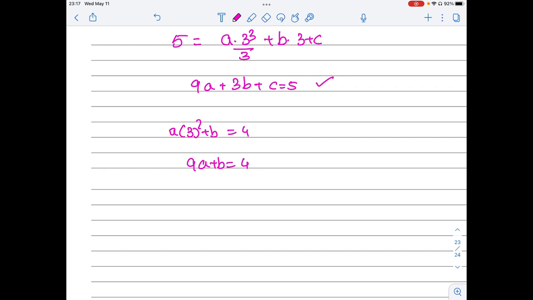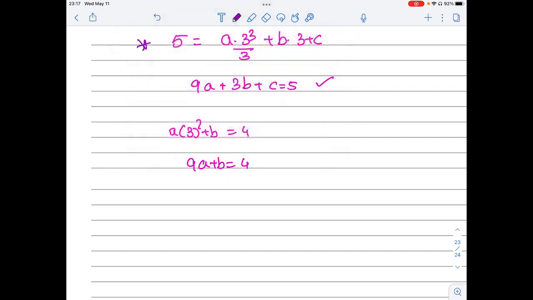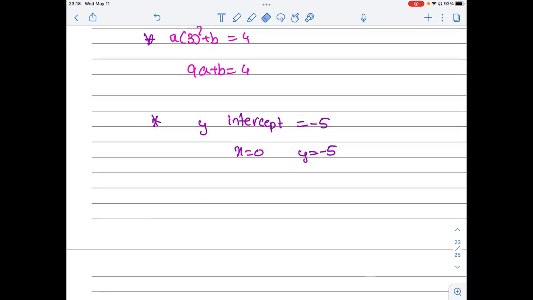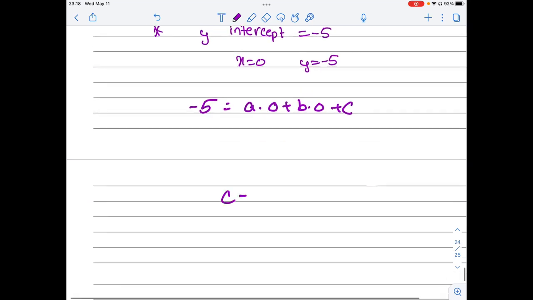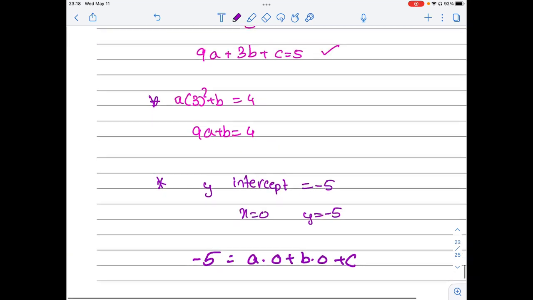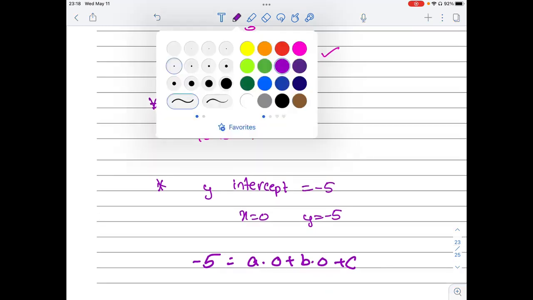Next, what else has been given? This is the first condition, this is the second condition, and the third condition is the y-intercept. The y-intercept has been given as minus 5. That means when x is equal to 0, y equals minus 5. So minus 5 equals a times 0 plus b times 0 plus c. So c equals negative 5.